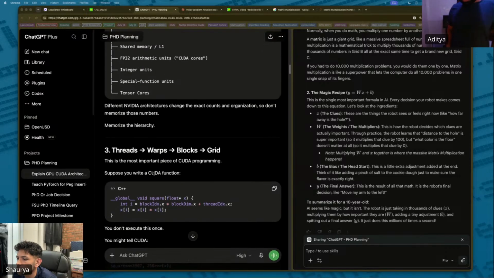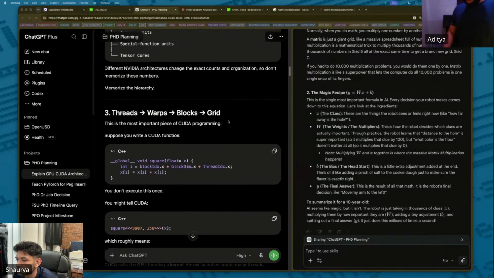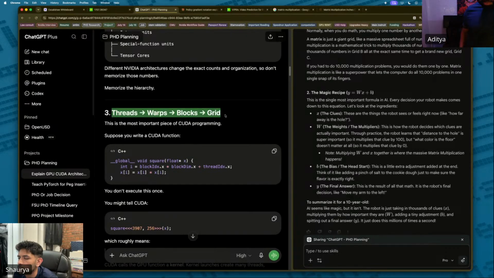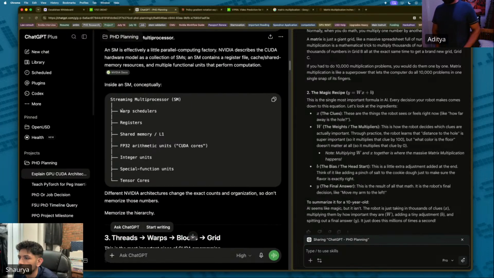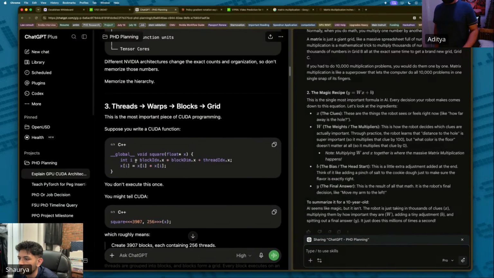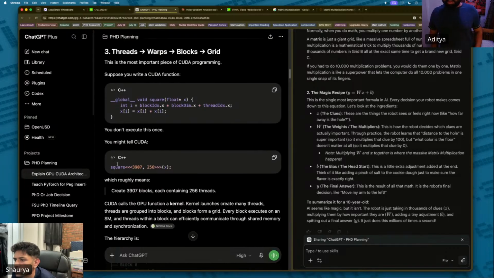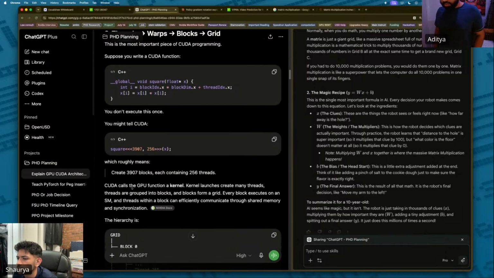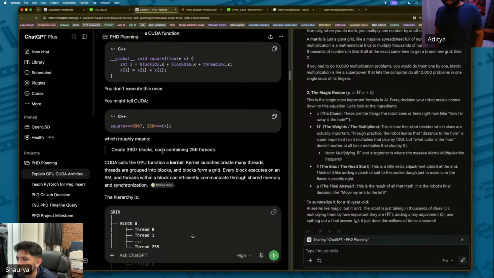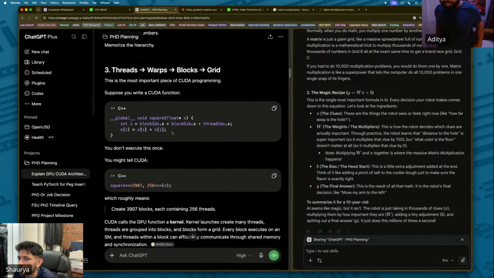Threads, warps, blocks, grid. This is the most important concept over here. How would you write it? In C++, __global__ void. CUDA is basically C++. You don't execute this once. You might tell CUDA square<<<3907, 256>>>, which roughly means create 3907 blocks, each containing 256 threads. This is the most important piece of CUDA programming.